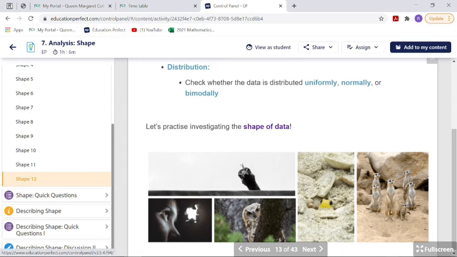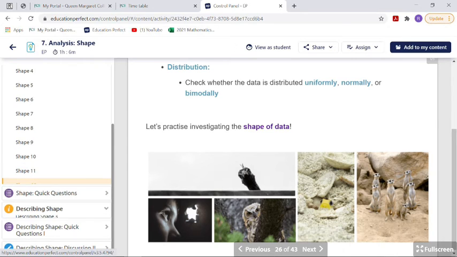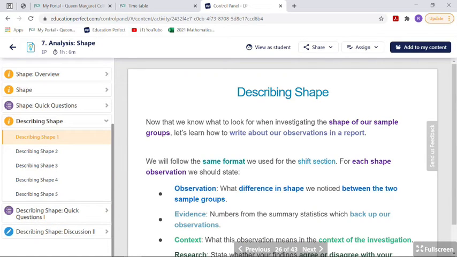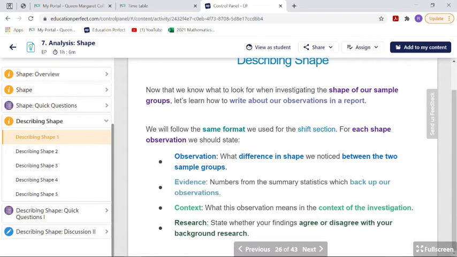Okay? So you're going to have some questions about that. But you're also going to have some questions where we're talking about describing. So let's go to that section really quickly. So now that you know what to look for, right? Uniform, symmetrical, not symmetrical. And if it's not symmetrical, it's skewed to the right or left. Okay? Distribution, either normal, uniform, bimodal. Bimodal is the third one.